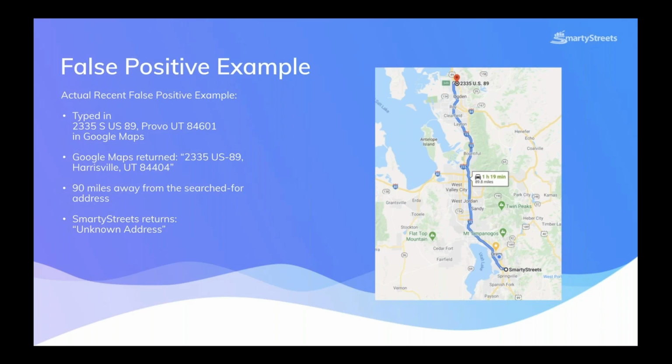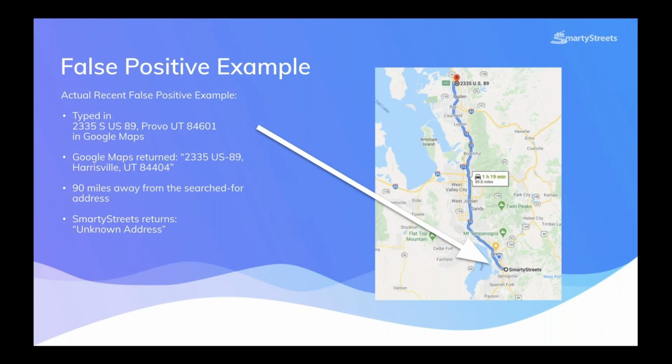I was trying to ascertain the amount of alternate street name addresses that exist in our area. The street we're on here is called State Street, but it's also US Highway 89. So I was curious to see how Google would handle that as an alternative street name match. So I typed in 2335 South US 89 in Provo, Utah.